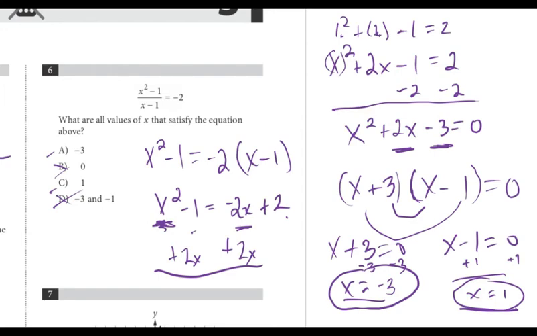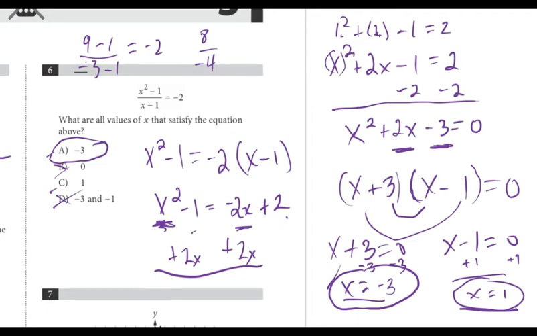So let's check negative 3. Let's plug it in here. We have negative 3 squared, which is 9, minus 1, over negative 3 minus 1. Does that equal negative 2? 9 minus 1 is 8. Negative 3 minus 1 is negative 4, and 8 over negative 4 does equal negative 2, so that is the winner. x equals negative 3 is the answer.